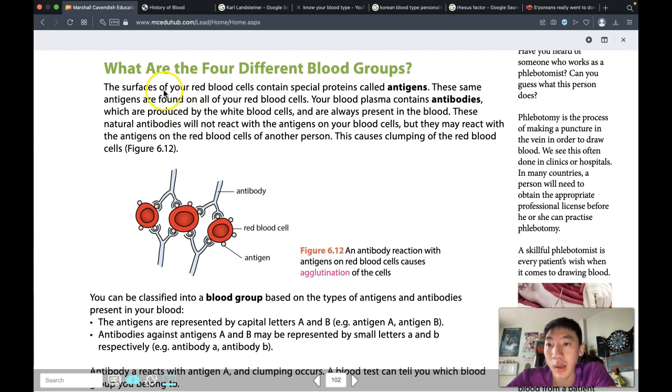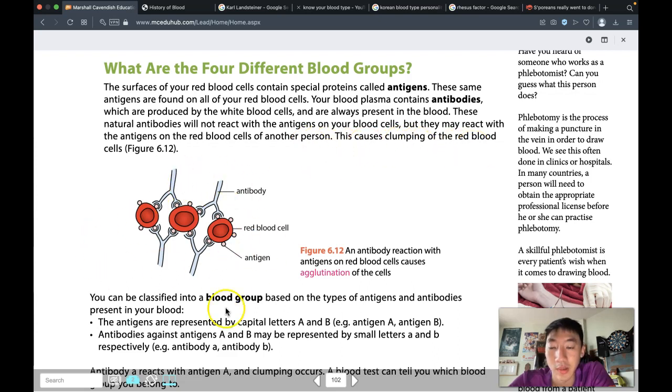Because the surfaces of our red blood cells contain special proteins called antigens. These same antigens are found on all of your red blood cells. Your blood plasma contains antibodies, which are produced by the white blood cells and are always present in the blood. These natural antibodies will not react with the antigens on your blood cells, but they may react with the antigens on the red blood cells of another person. This causes clumping of the red blood cells.